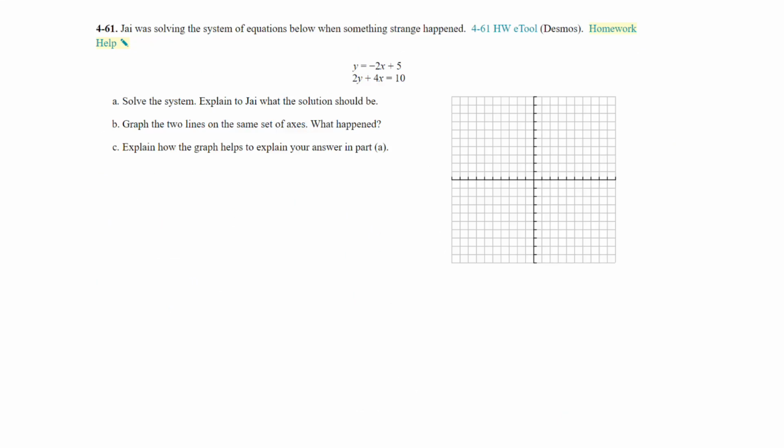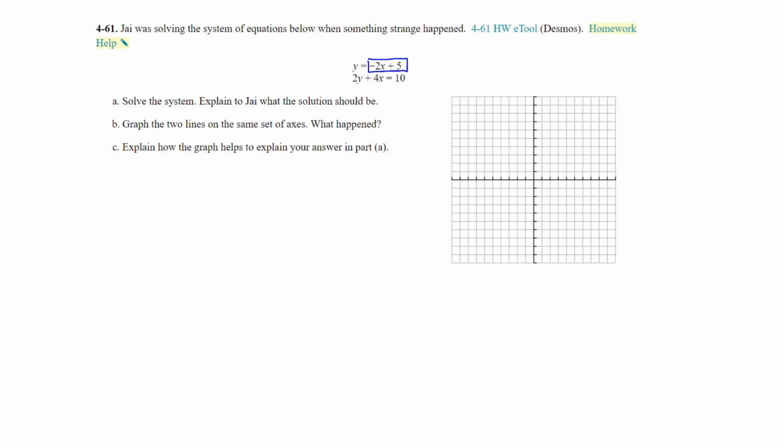Question 61. Jay was solving the system of equations below when something strange happened. We're going to solve the system and explain what the solutions should be. So we're not going to use the graph just yet. That's on part B. So we'll go ahead and solve the system by, it looks like, substitution.